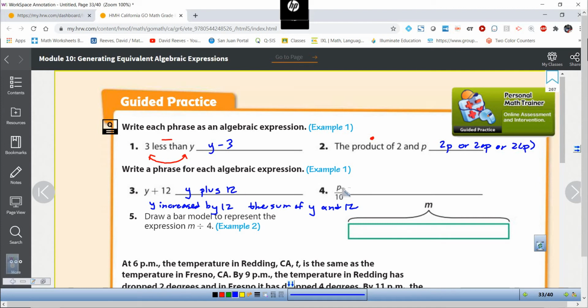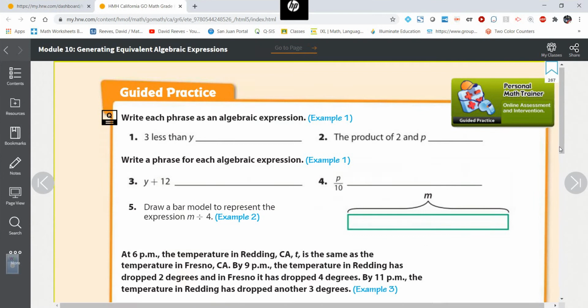So right here we have p divided by 10. So certainly we could just simply say that, p divided by 10. And that would be correct. Or maybe we would say the quotient of p and 10. All right. And another way we might say this is 10 divided into p. Remember, when you're using that divided into, it's like less than. You have to switch the order around.